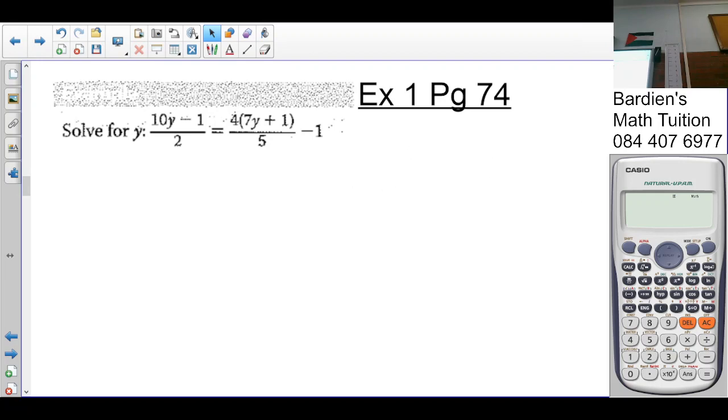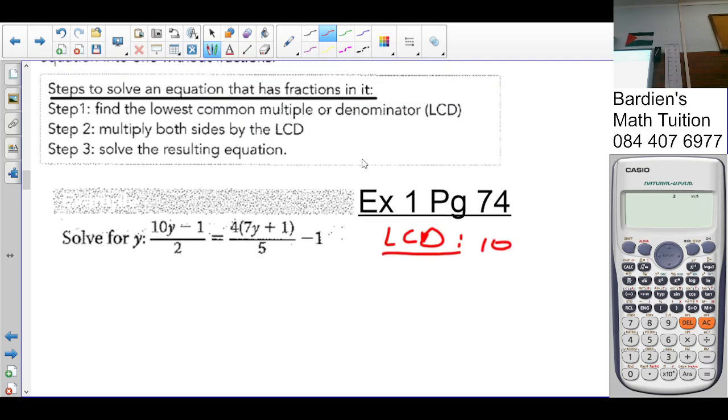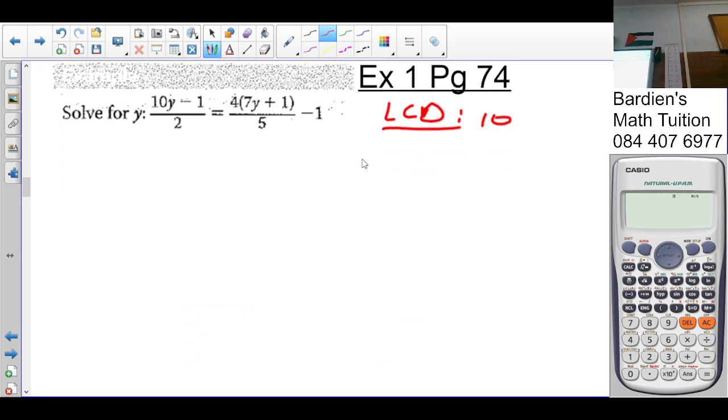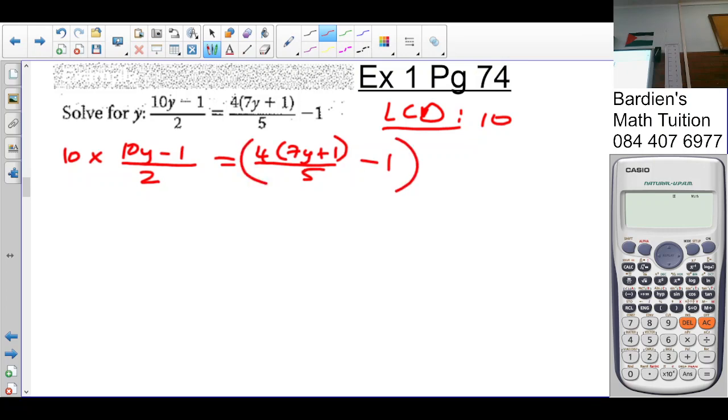LCD. What is my LCD here? Okay, what's the next step that it says? Multiply both sides with the LCD. So I multiply this whole thing here by 10. So it's 10 times (10y minus 1) over 2. It's going to be 4 into (7y plus 1) over 5 minus 1 times 10. Okay, you all agree with that?